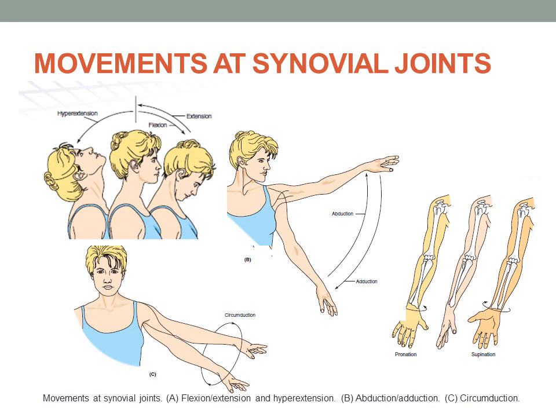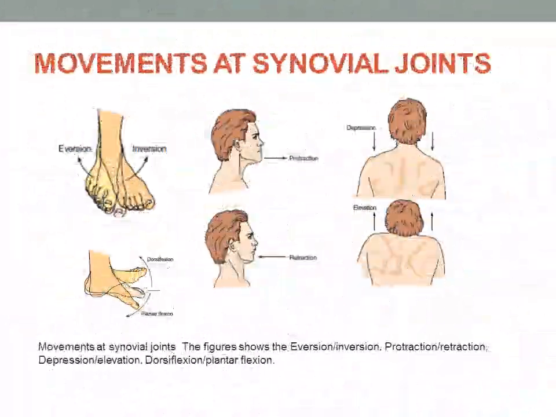Movements at synovial joints. A, flexion/extension and hyperextension. B, abduction/adduction. C, circumduction. Movements at synovial joints. The figures show the eversion/inversion, protraction/retraction, depression/elevation, dorsiflexion/plantar flexion.